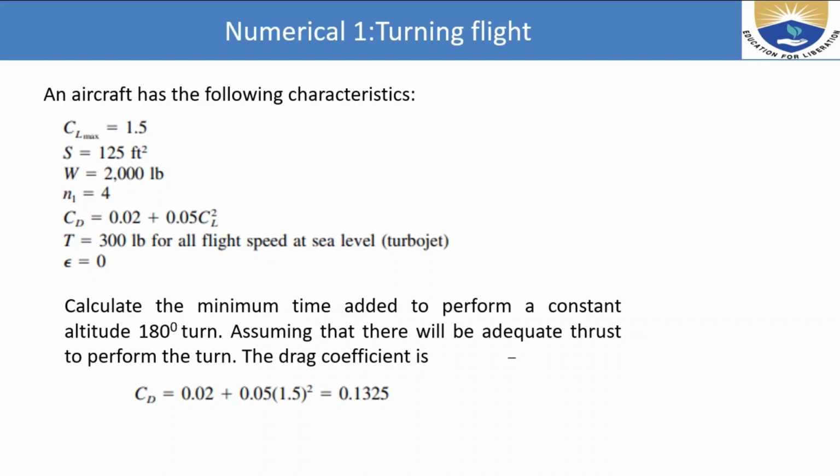So now we will see that in this problem, this is the aircraft. CL is given, area of the wing is given, weight of this aircraft is given, load factor N1 is given, CD drag polar is given, and thrust is given, and it is turning with full half circle from here to here. It is called the 180 degree. So now we will solve this problem.